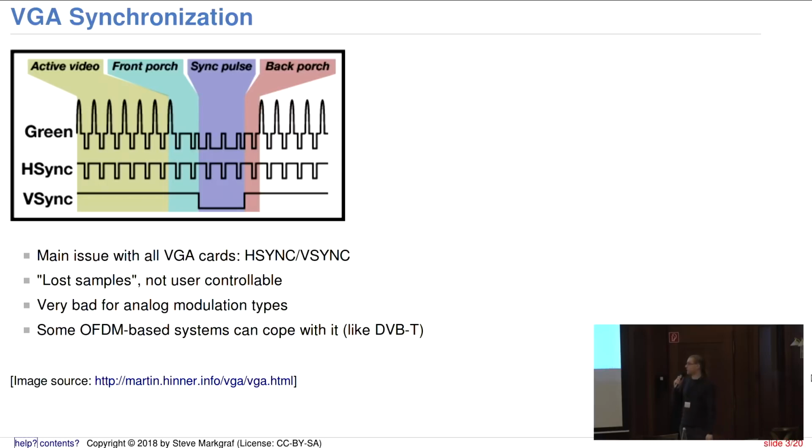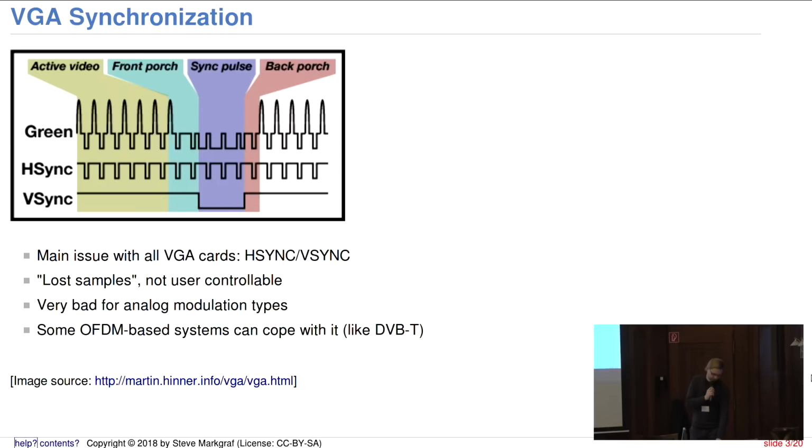And if you would use that for transmitting radio, you of course have lost samples which you cannot control, which distorts your signal. And for OFDM, it sort of works because you integrate over the symbol duration. So when Fabrice Pilar did this DVB-T transmission, all the forward error correction and so on could handle this. But he didn't really figure out how to disable HSync or VSync.